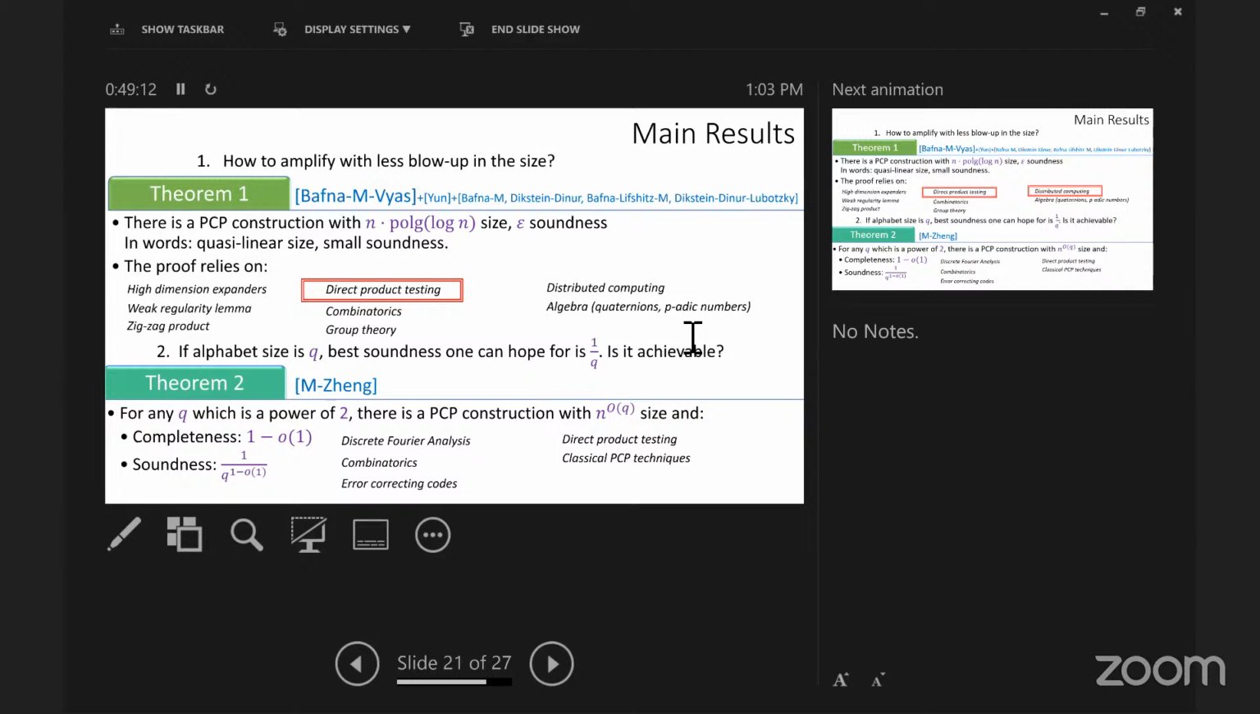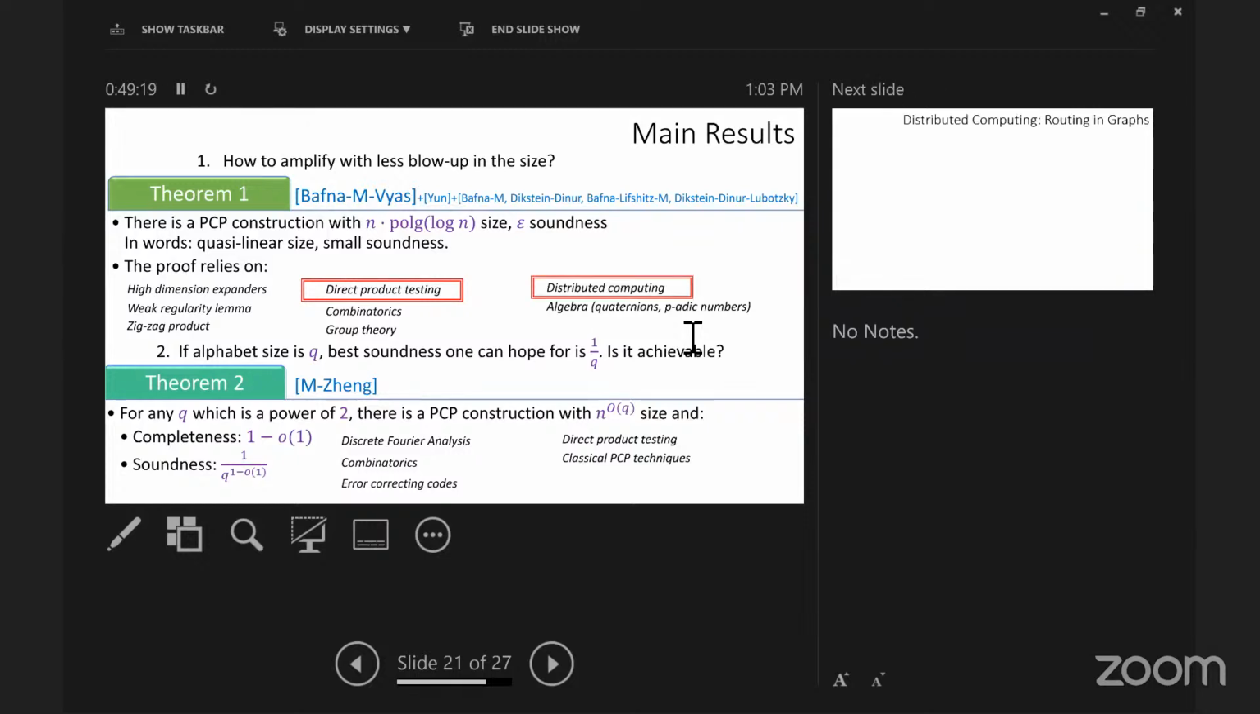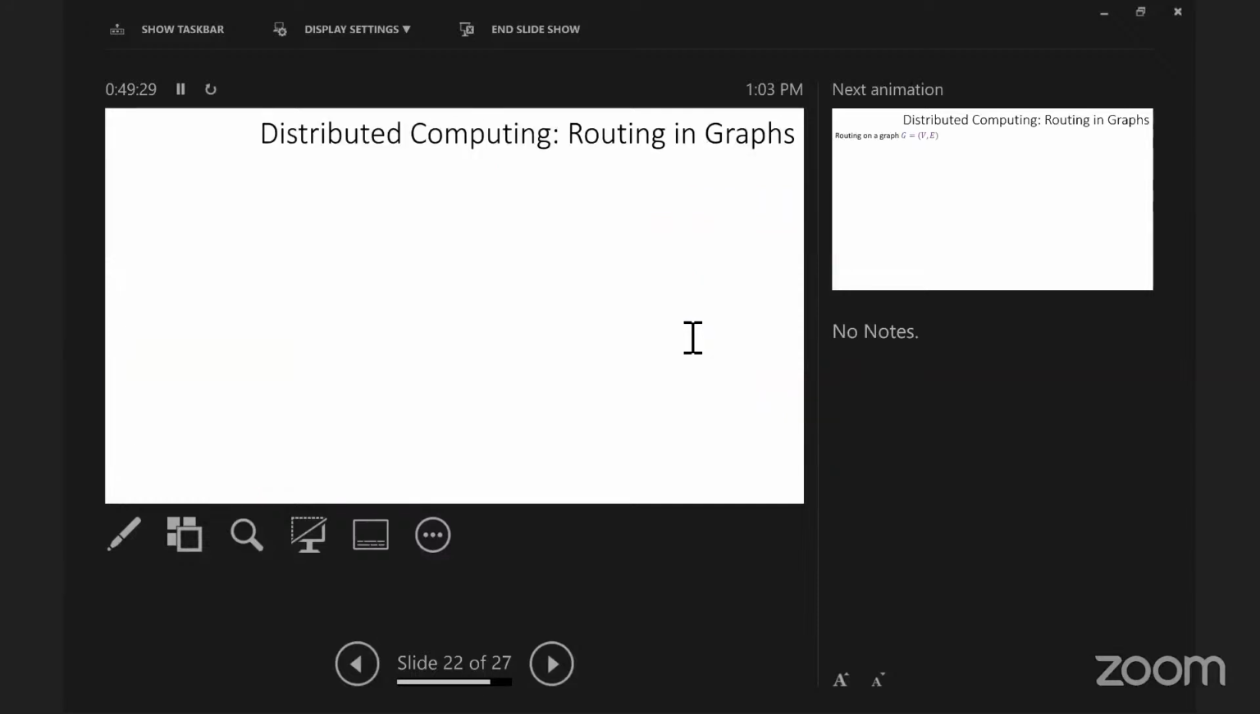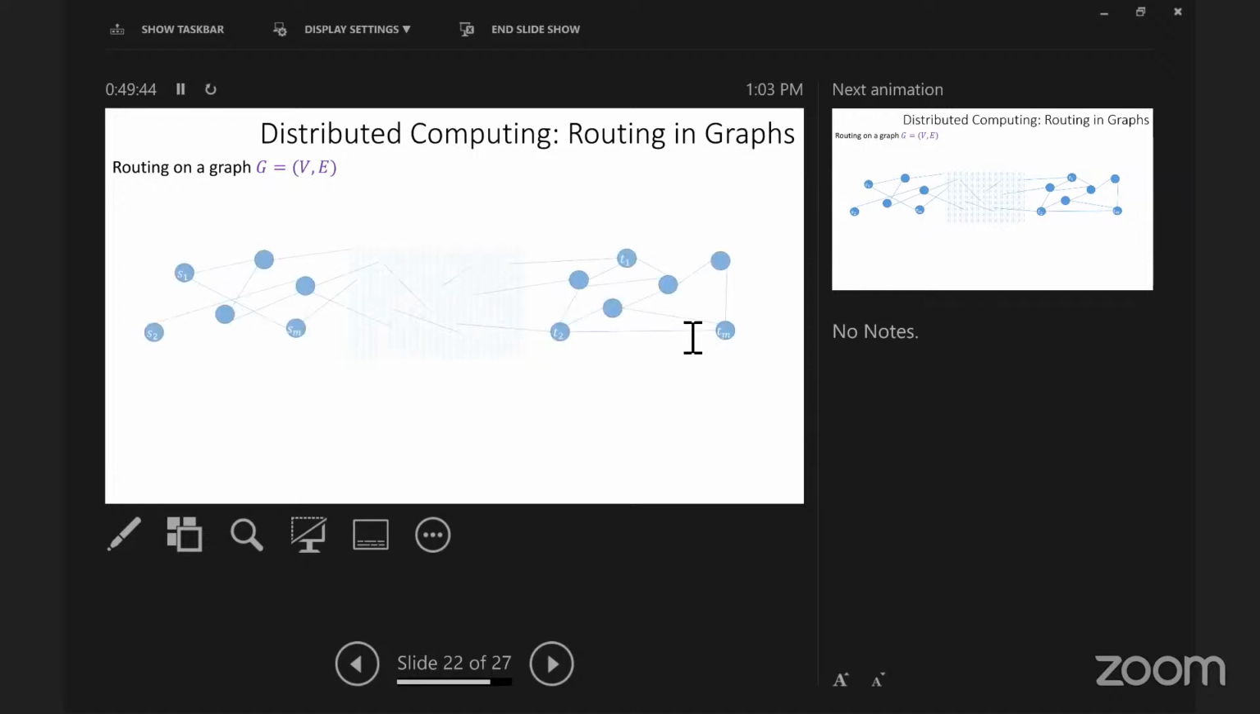And now I'm going to shift to something which is related, in a sense that I'll say in the end, but seems completely unrelated at the same time. And this is the connection to distributed computing. So here is again an independent problem of interest, which people have studied. This is routing in graphs. So let's say that we have a graph G, G equals (V, E), and it looks like that.